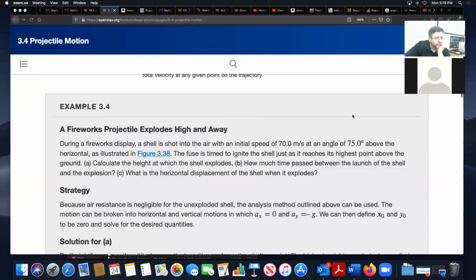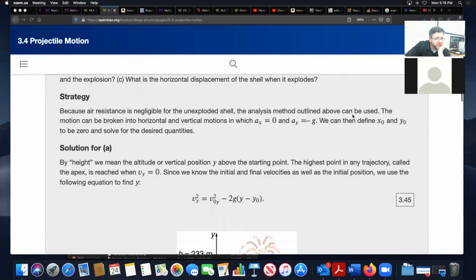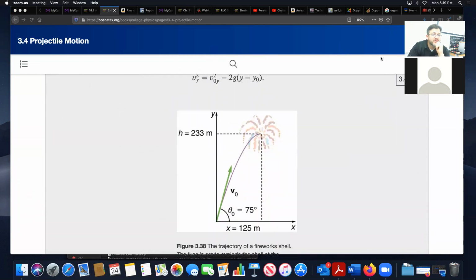We're doing a firework. Yeah, fireworks are cool. It's the right time of year for it too. So this firework is going to be launched at the 75-degree angle with this initial velocity v0, and it's going to get up to some height here.